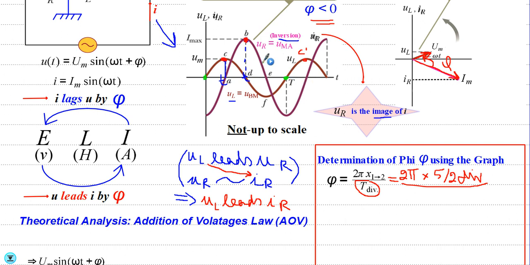Or we take it, for example, from B to B prime, the maximum. So here we have B prime. That's actually one period. Or we take it from trough to trough. That's another period. However, the divisions of one period from B to B prime or from C to C prime is always equal. So C to C prime, it is given that it is 9 divisions.